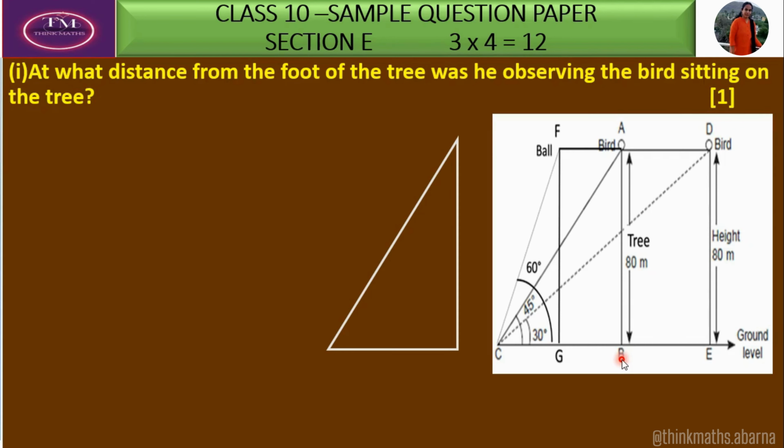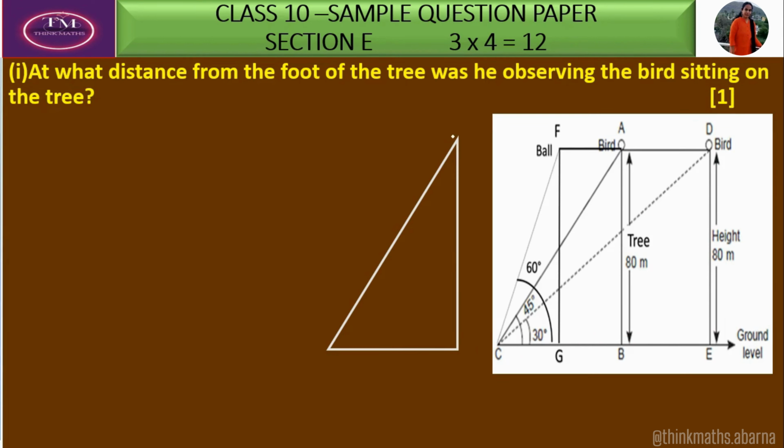Was he observing the bird sitting on the tree? So the bird is sitting on the tree. So we have to use this right angle triangle with 45 degrees. So the bird from C, he is observing the bird here. So what is the angle of elevation with the ground? It is 45 degrees. So we have to use the triangle ACB to find out BC, from the foot of the tree to the observer.